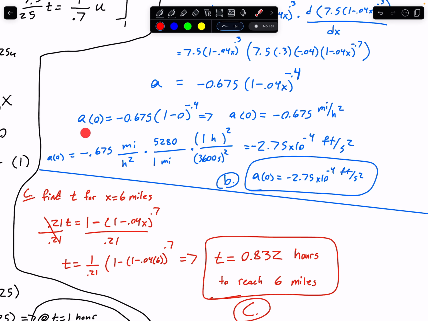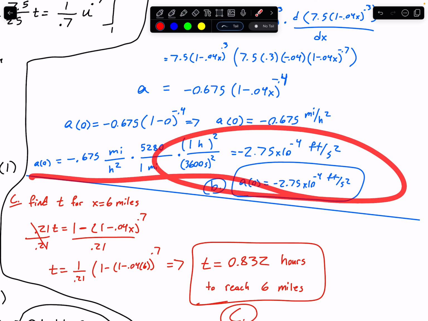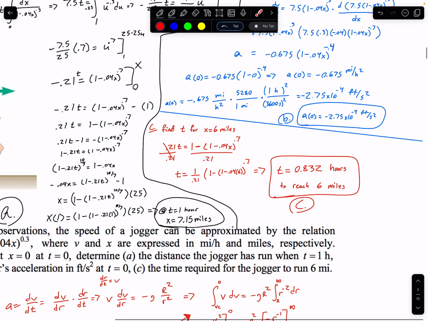And then we plug in a at t equals 0. We immediately get this value, but this is in miles per hour squared. We need feet per second squared. So this is where we do our conversion. And we get that a at t equals 0 is negative 2.75 by 10 to the negative 4th feet per second squared, which doesn't seem that bad.